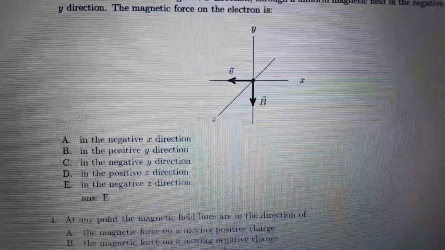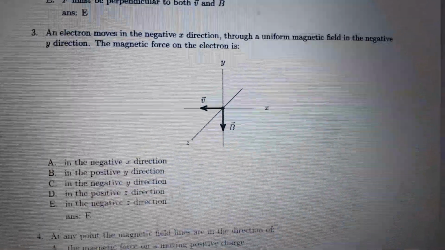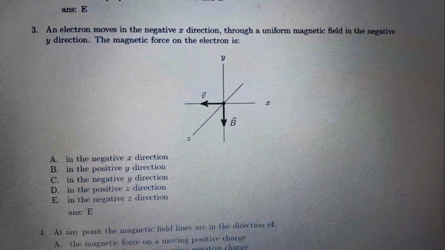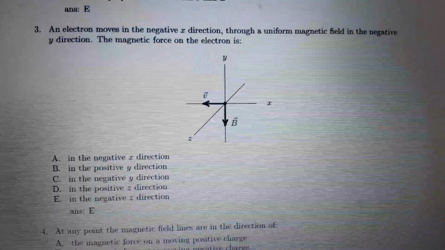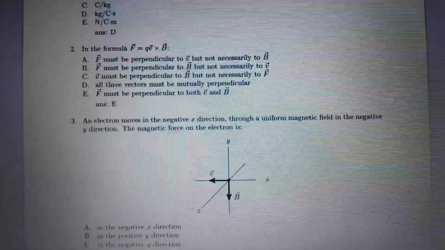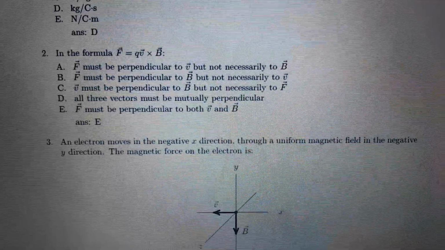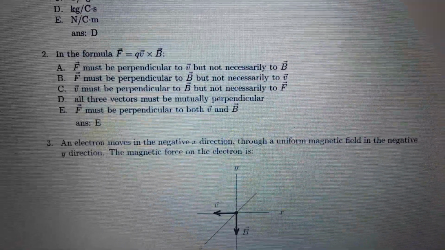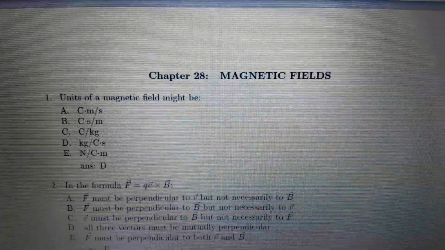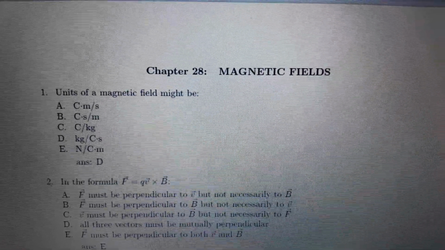So we have this. An electron moves in the negative direction. The magnetic force on the electron is in the negative z direction. In the formula, F equals QV times B. Therefore, F must be perpendicular to both V and B. The units of magnetic field might be D, kg over C s.